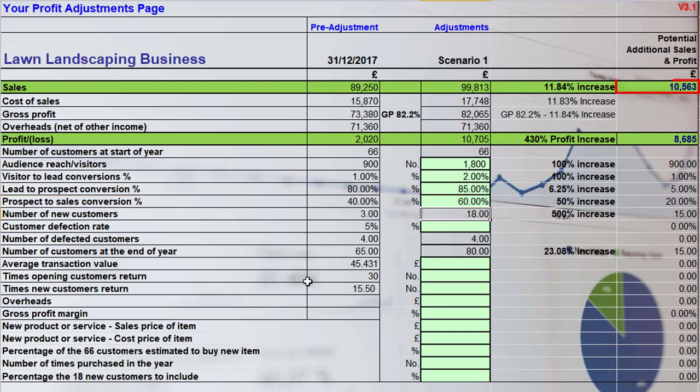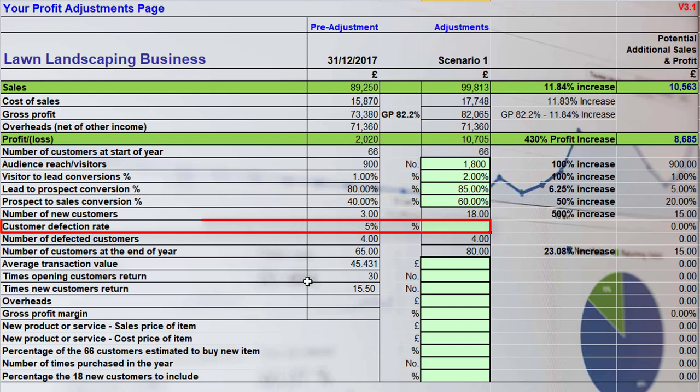Now, we've got our sales increased by just over £10,000 actually, and our profit increased by £8,600. So this provides a net profit for our business, if this were the case, of just over £10,000. Now again, that's not a huge amount of money, but it's certainly better than where we started at £2,000.